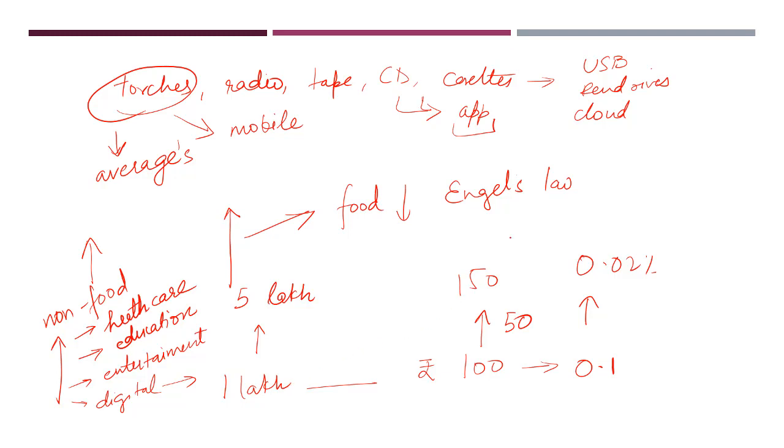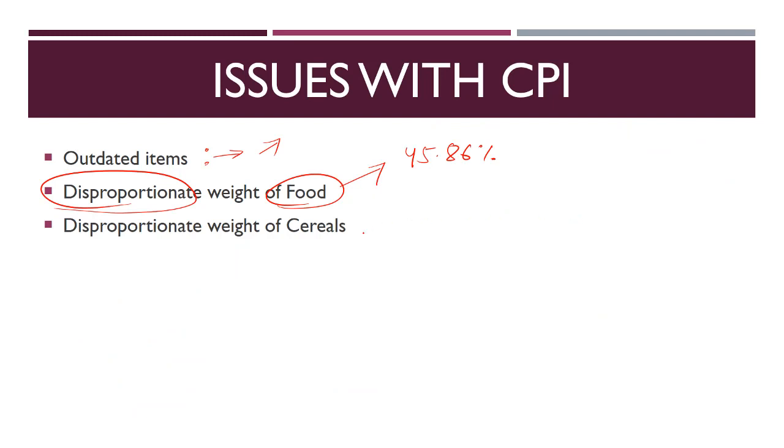In fact, many of the countries have updated this. In developed countries of the West, many of them you will find that food actually comprises a very small proportion of their basket of commodities. So this is one issue. Now again, the second is the disproportionate weight of cereals. As we just saw, cereals have a weightage of almost 9.67% in this basket of CPI.